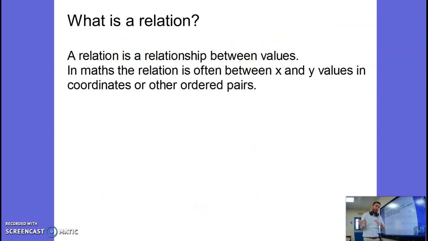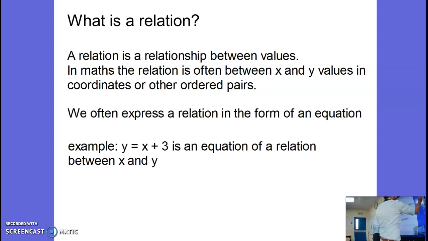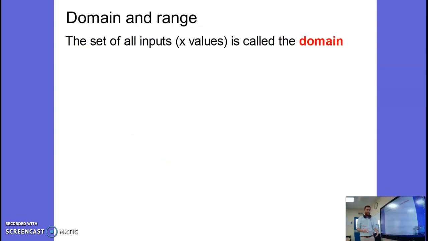Anyway, that was a little bit off topic, but important to understand if we're going to be able to look at relations and functions. So, we've got a relationship between two values. For the most part, we're going to assume those are coordinates, x and y. And we often express a relation in the form of an equation. So, for example, y equals x plus 3 is an equation of a relation between x and y. So a relation is just a relationship. Pretty straightforward so far.